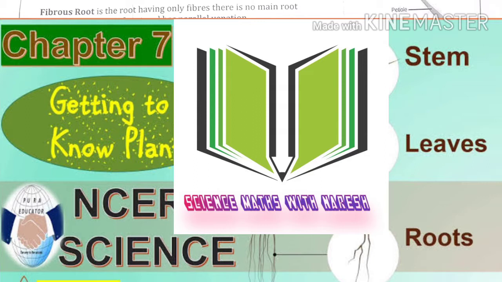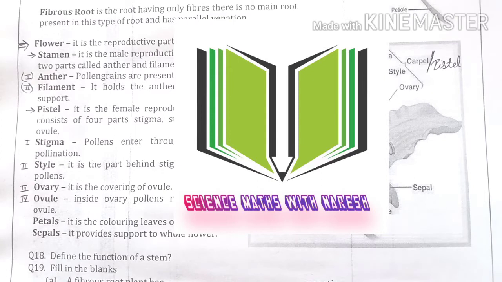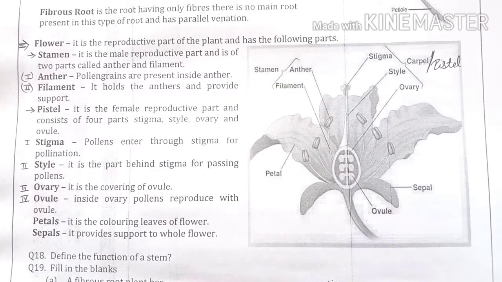Today we are moving on with our seventh chapter, Getting to Know Plants. In our last class, we discussed leaves and the processes taking place in leaves, the transpiration and the photosynthesis. Next, we discussed roots, taproot and fibrous roots. And today we are going to discuss the flower, its parts, and how pollination and reproduction take place in flowers. So, flower is the reproductive part of the plant and has the following parts.